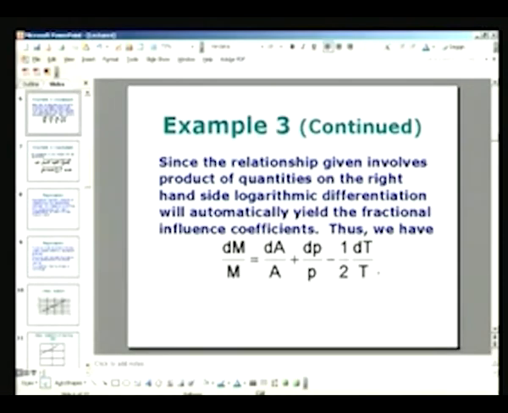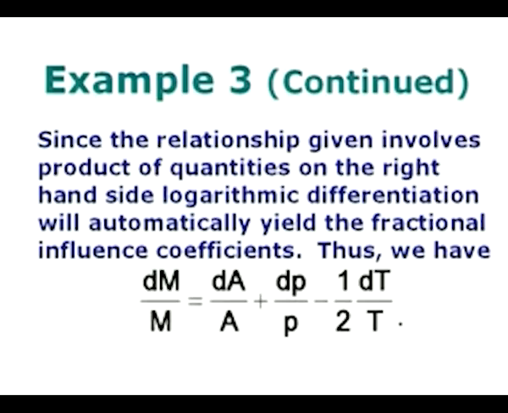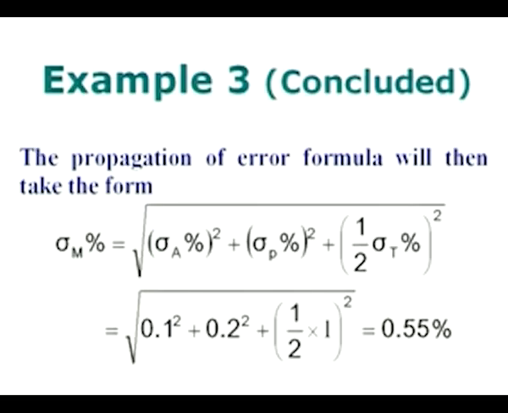Let me go back to the slide and indicate what has been done, and I have simply written down that formula here. After logarithmic differentiation, I get this, and what I can do is I can go next to the error propagation formula, and this is what I indicated on the board. Sigma m percent equal to square root of sigma a percent whole squared plus sigma p percent whole squared plus half of sigma t percent whole squared. That minus sign here is not going to make any difference, because I am taking the square of the quantity. You need not worry about whether the influence coefficient is negative or positive, it is not going to matter.